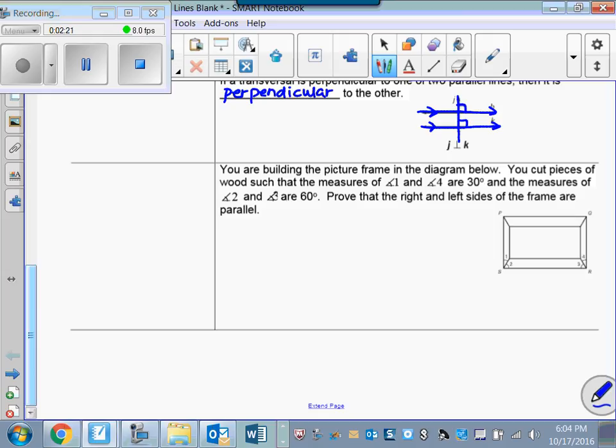Okay, so how do I remember if I'm trying to prove that lines are parallel, I have to use those converses that we learned about in the last lesson. So my last step, what I want to say, I want to prove that the right and left sides are parallel. So let me just write myself a note here. I'm trying to prove that PS is parallel to QR. Okay, so that's going to be the last statement of my proof.